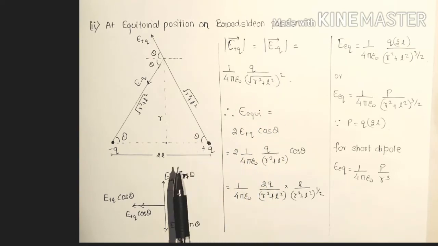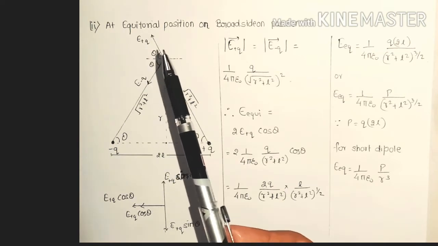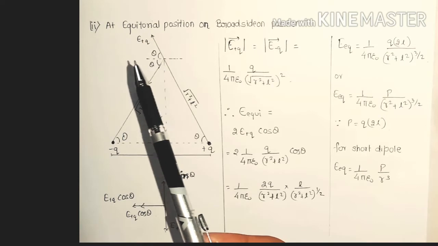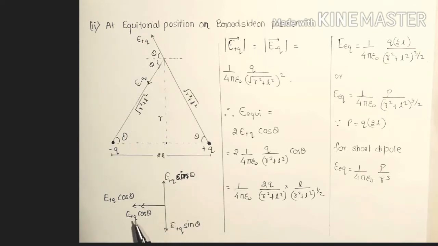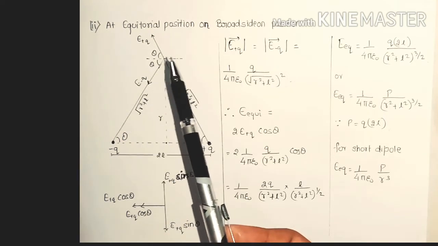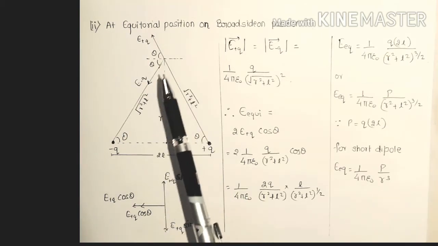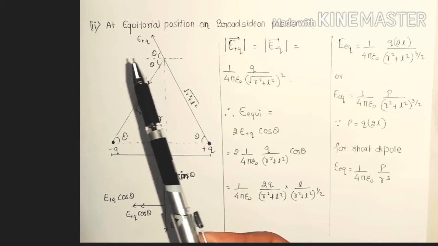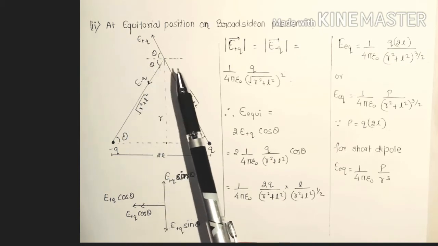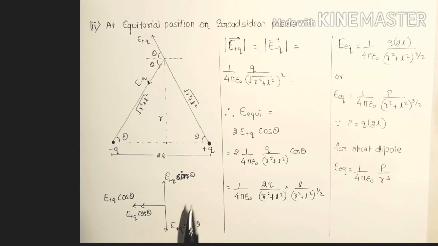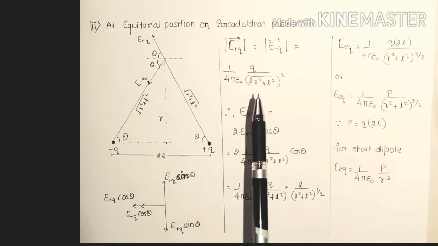If you resolve the electric field into components, E due to plus q has two components: E due to plus q cos theta in this direction, and E due to plus q sin theta in the upward direction. Again E due to minus q has two components: E due to minus q cos theta in this direction and E due to minus q sin theta in this direction. The sin theta components cancel each other since theta is the same and the magnitude of the electric field intensity is the same.